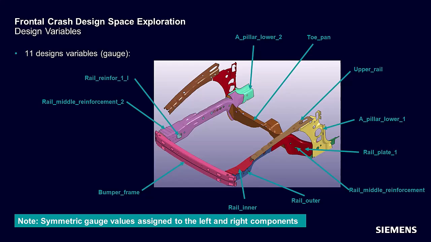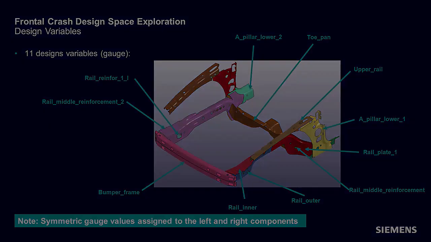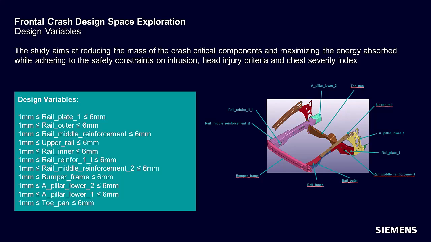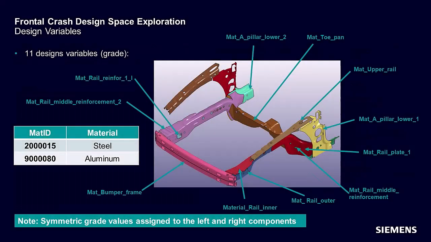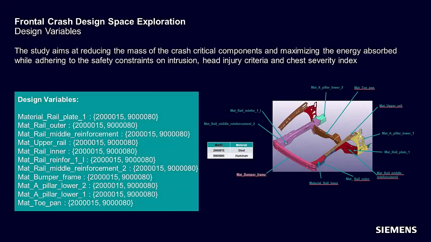This study has 11 thickness variables in total, which control the gauge of the crash critical components dictating the safety of the occupant. To achieve our goal of reducing vehicle mass and increase energy absorption, the following continuous variable ranges were set for the shell thickness variables. Additionally, we have another 11 variables controlling the material assignment of these crash critical components. Primarily, we use either steel or aluminum as our material choice. The material selection is done via discrete variables in HEATS for each crash critical component as shown here.